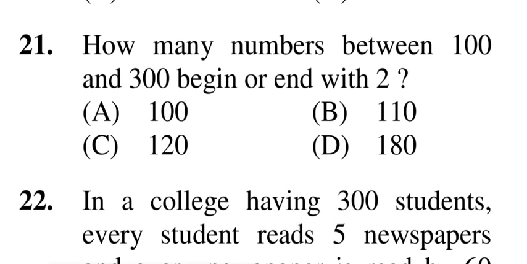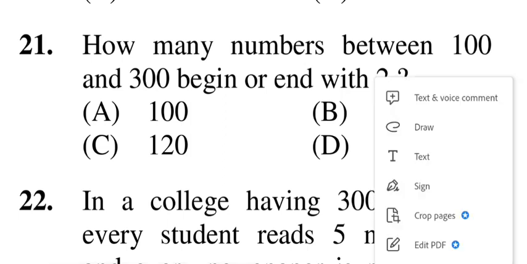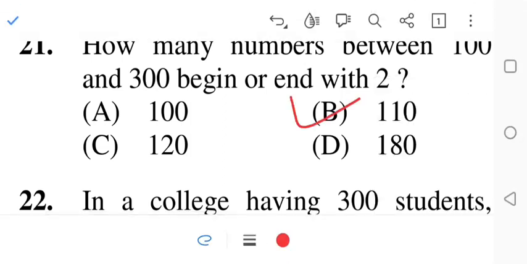21. How many numbers between 100 and 300 begin or end with 2? The options are 100, 110, 120, 180. So the correct option will be B. 110 are the numbers between 100 and 300 that begin or end with 2. Okay, B, that means 110.